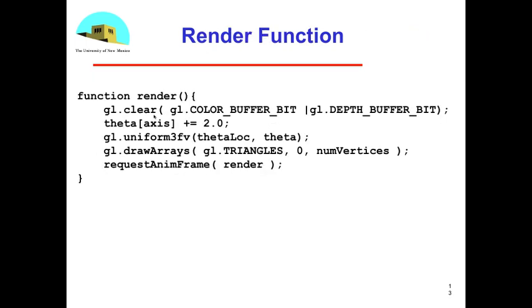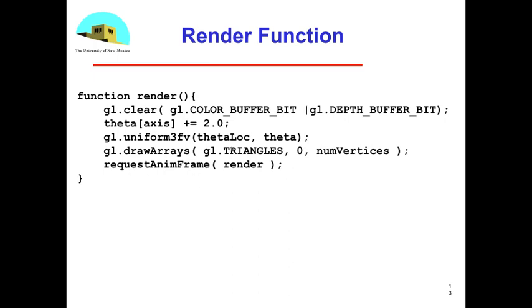So here it is. Clear the buffer each time through, increment that particular direction angle by 2 degrees, send all 3 angles over as a uniform, and then draw the arrays. Now this is assuming that that rotation matrix is actually being done, as we discussed in a previous lecture, inside of the vertex shader. So this is giving information to the vertex shader. The transformation is done in the vertex shader. We draw those triangles and then request an animation frame, so we keep going through this loop.